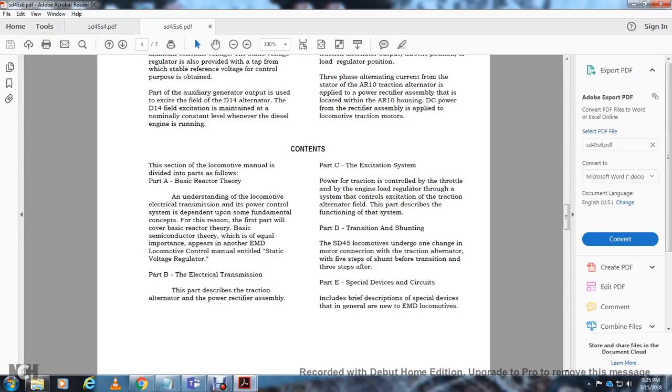Part B is the electrical transmission part, described with the traction alternator and power rectifier assembly. Part C, the excitation system, covers power traction and control with the throttle of the engine load regulator, through the system of the control excitation of the traction alternator field, and describes the function of the system.